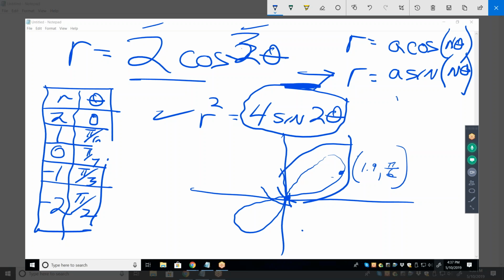So we can't assume this is n. That is not n. In other words, normally if you had the sine of 2 theta, you would have 4 petals. If you had r equals some number times the sine of 2 theta, you would have 4 petals. But here we have r squared equals that. So r really equals the square root of 4, 2 times the square root of sine of 2 theta. And you still can't call that n is not 2.